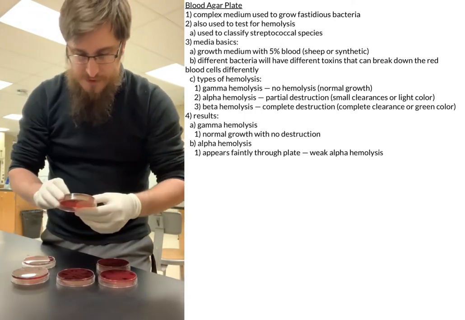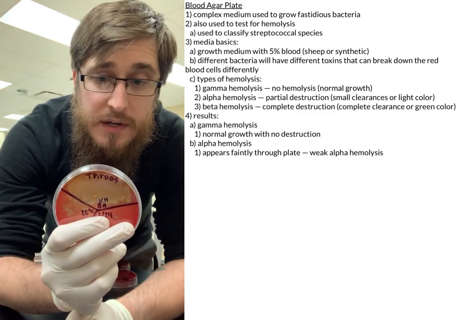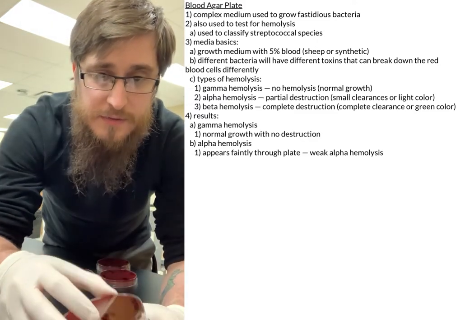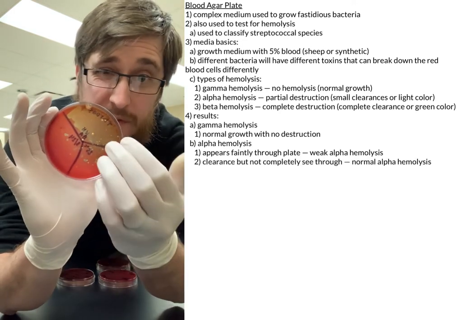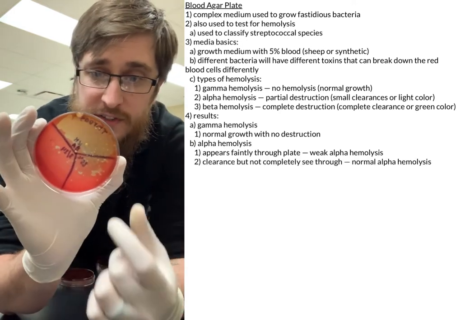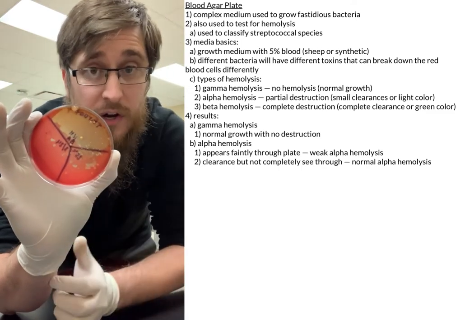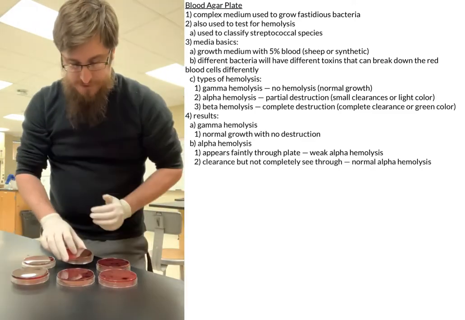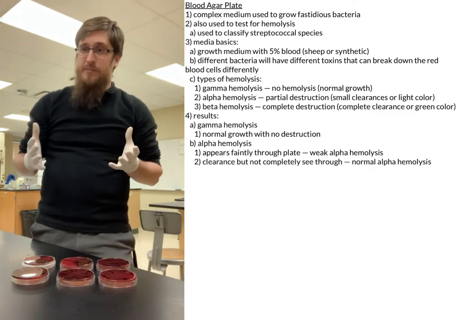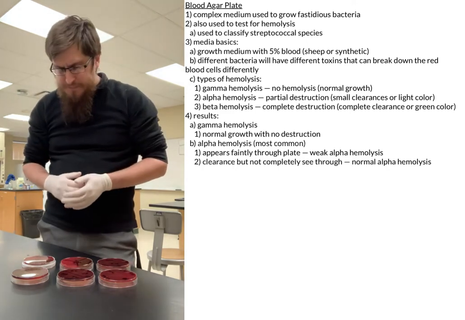Now to look at one that's a little more straightforward to see, we have this right here. This is, again, alpha hemolysis. In this case, we have that clearing of the media, but we're not seeing a defined complete destruction along the edge of the colonies. So those would be examples of alpha hemolysis. Alpha hemolysis is probably the most common type that we will see in our lab.